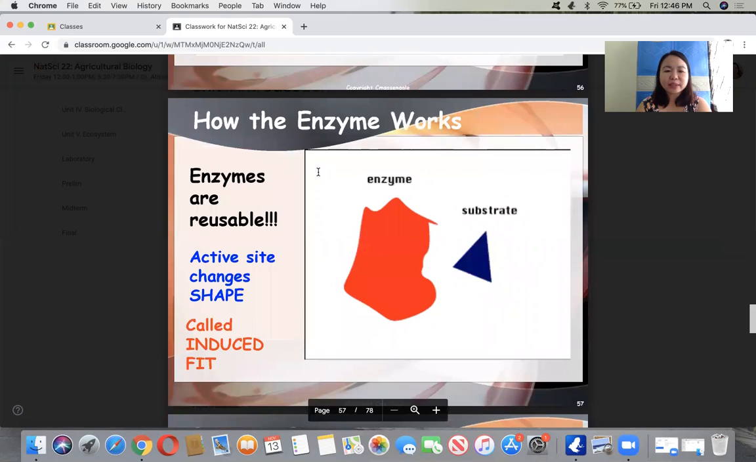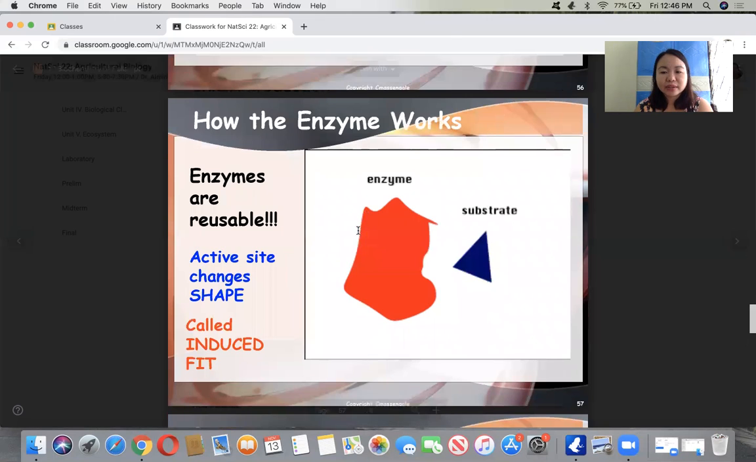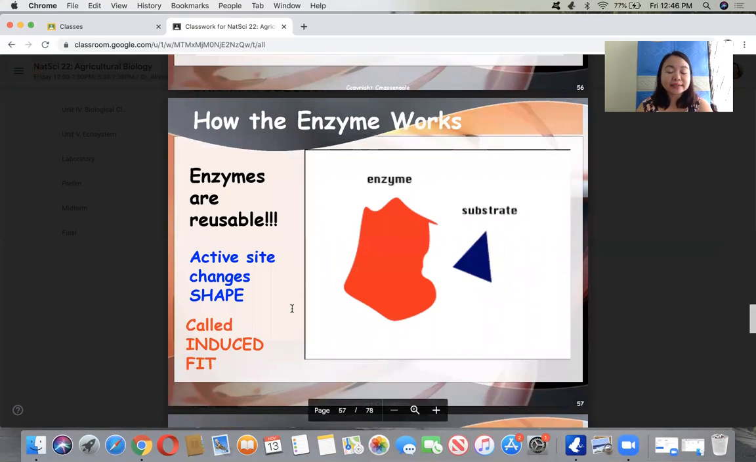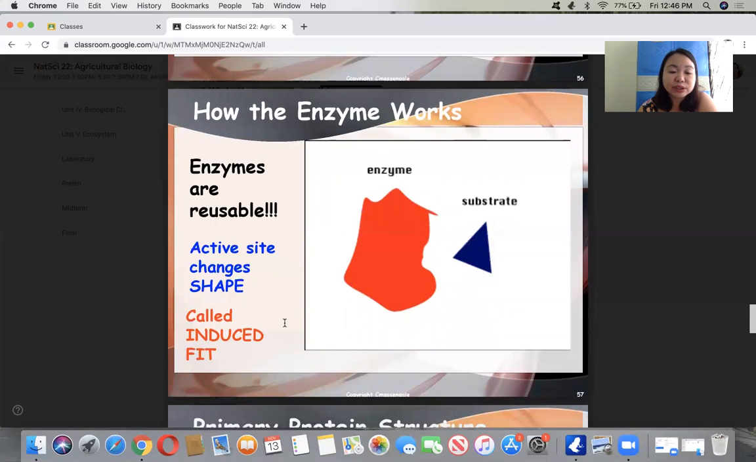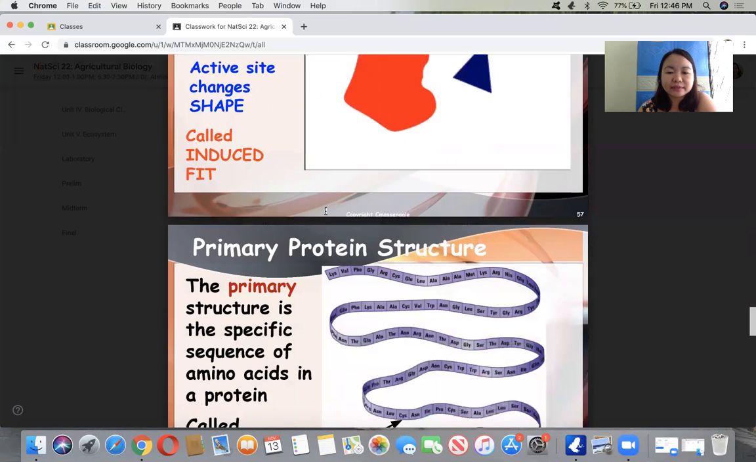So how the enzyme works: enzymes are reusable. As I have mentioned earlier, there can only be an enzyme and its substrate. The active site changes its shape, as discussed in detail in the previous video, and this is called induced fit, as it changes the fit for the substrate.